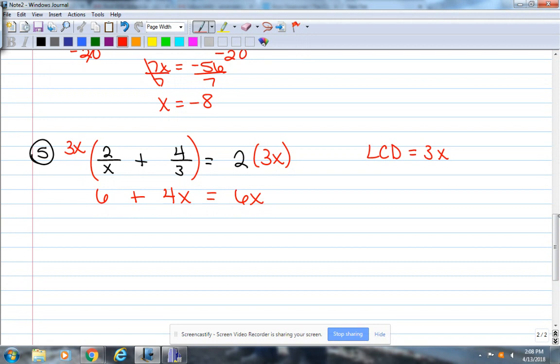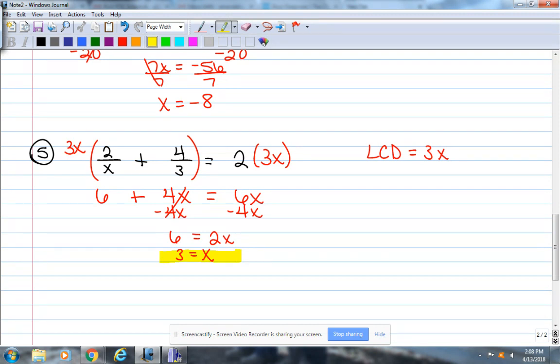And then what do I do? Subtract 4x on both sides. Very good. So that gives me 6 equals 2x. And then I divide by 2 and get what? 3. Does that make sense to anybody?